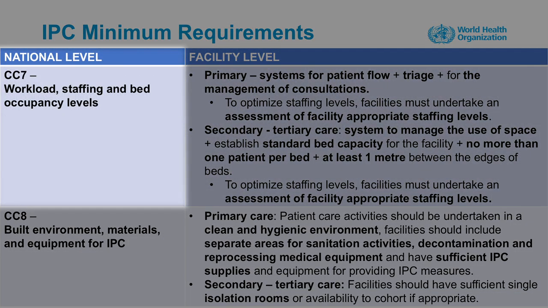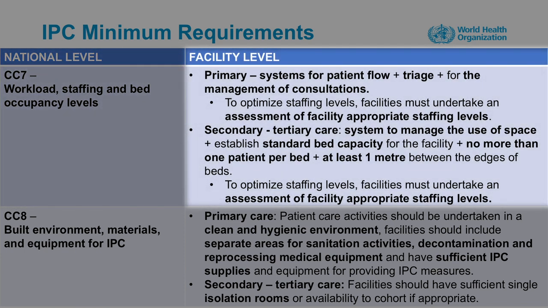Core component number 7 refers to the workload, staffing, and bed occupancy levels. At the national level, there should be plans in place for these. At the facility level, there should be systems for patient flow, triage, and the management of consultations. At bare minimum at the primary level, these should be in place to optimize staffing levels, and facilities must undertake assessments of facility-appropriate staffing levels to determine what is appropriate for them.